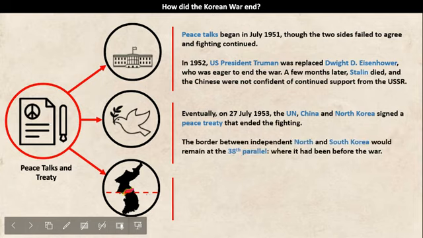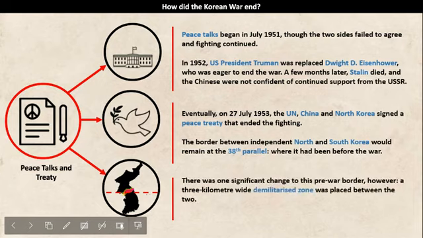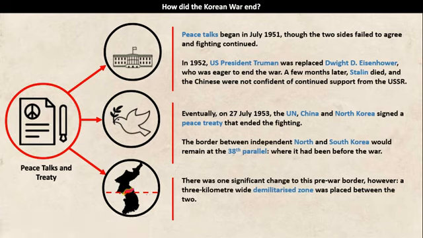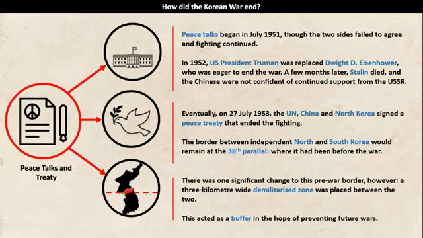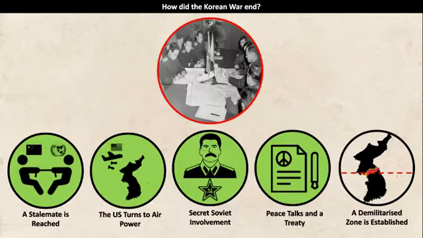The border that was put between an independent North Korea and South Korea would remain at the 38th parallel. Now, this is where it had been before the war and where stalemate had been reached in the middle of the war. However, there was one significant change to this pre-war border. There was a 3-kilometer wide demilitarized zone installed, and this would divide the two countries, and it would act as a buffer in the hope of preventing future wars. This demilitarized zone became a significant symbol of the conflict. But what did it look like?